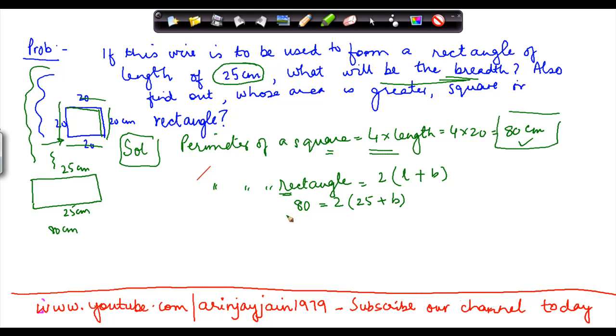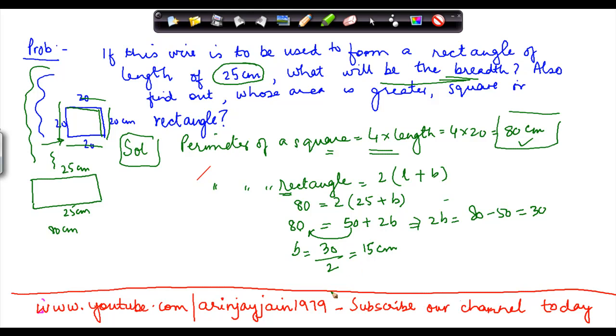So I'm just switching these two here. 2 times 25 will give me 50. 2 into b will give me 2b, and this is equal to 80 centimeter. Now if I subtract 50 from both sides, or rather let's do it simply, 2b is equal to 80. Once this moves in, the sign changes. 80 minus 50 is equal to 30 centimeter, or breadth is equal to 30 divided by 2 is equal to 15 centimeter. So I've got the breadth of the rectangle. So the first part of the problem is resolved.